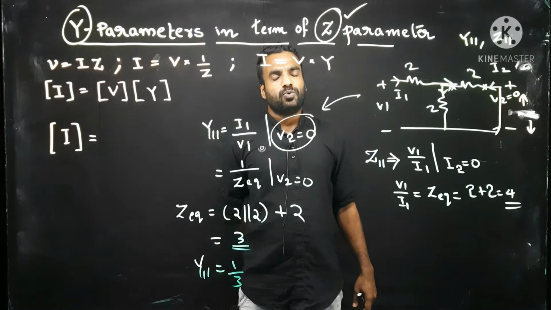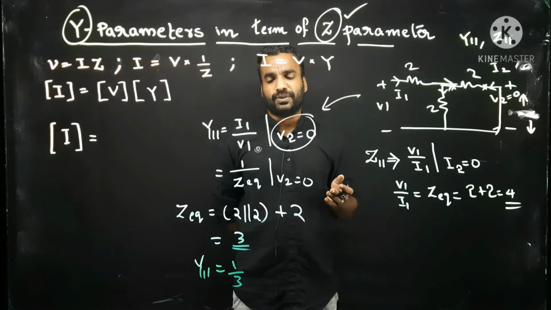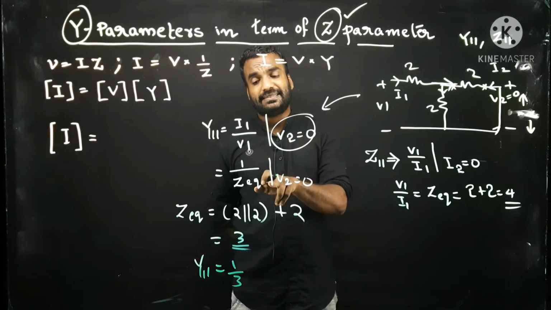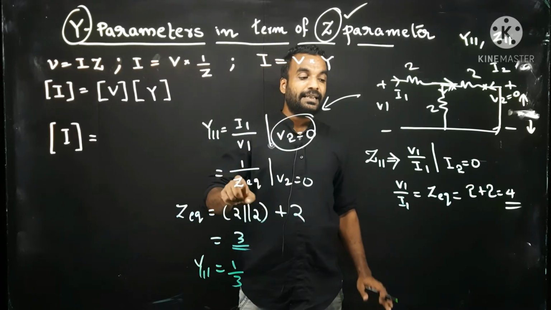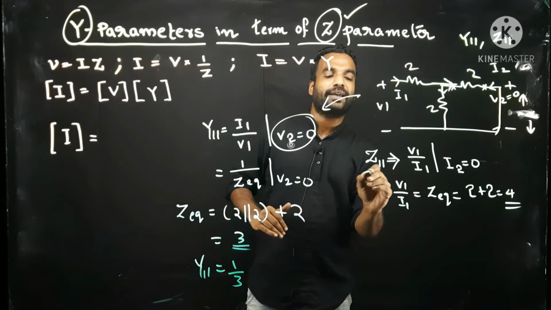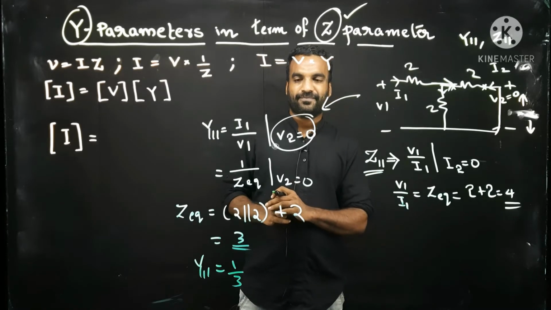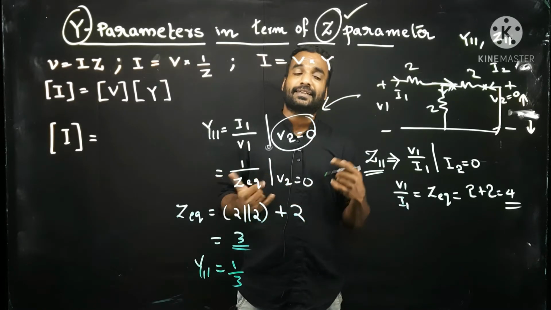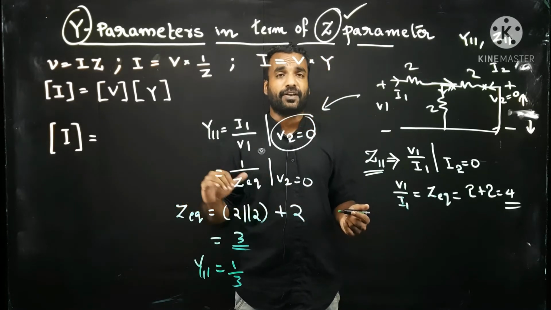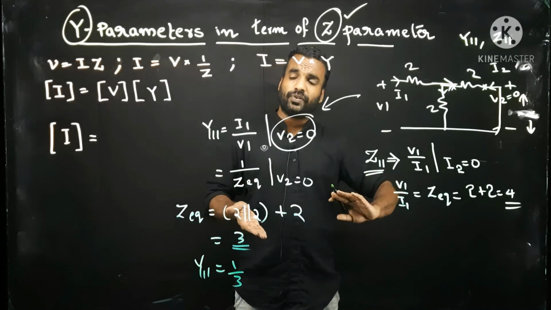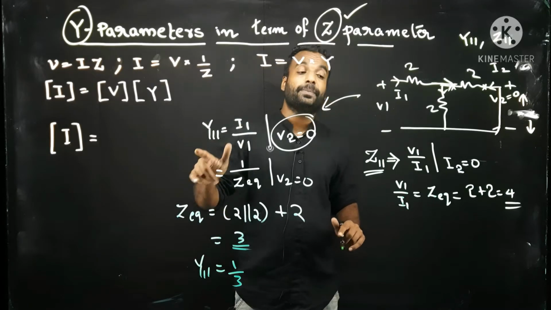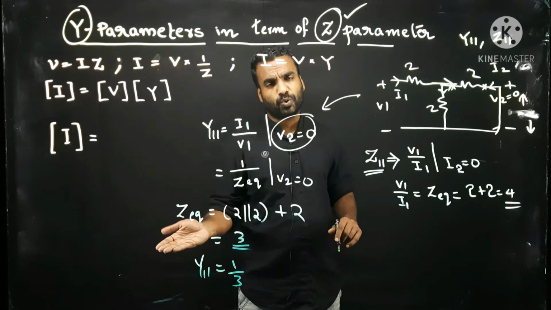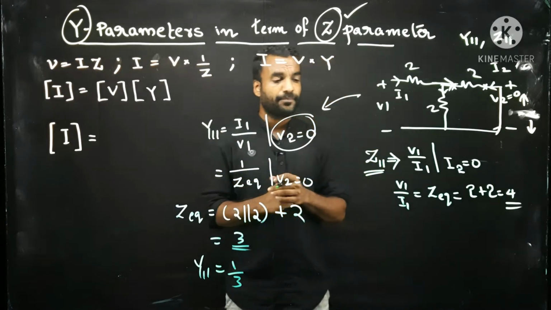Anyhow, what I want to convey is that finding y11 in this conventional method is somewhat more difficult than finding z11. Similarly, finding y12 will be somewhat more difficult than z12, and y22 will be more difficult than z22, like that.